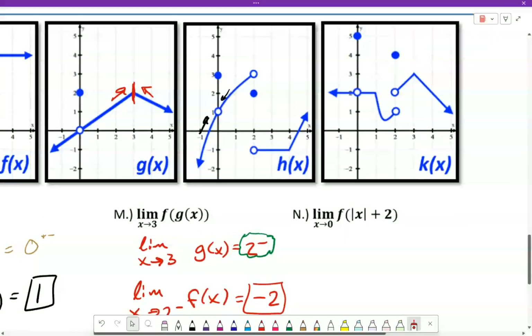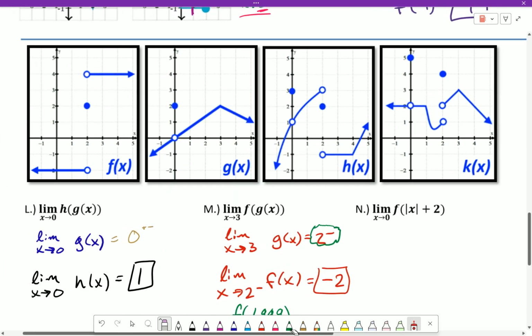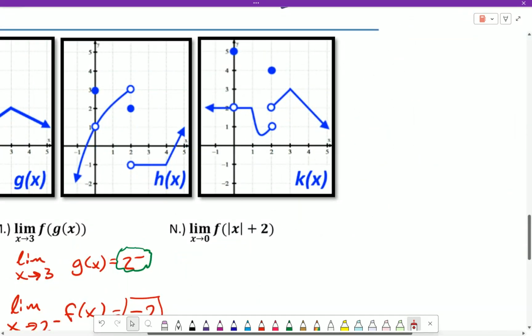Letter N looks like that: f of absolute value of x plus 2. This one's throwing us off a little bit today. Is that a composite function? It is absolutely a composite function, because what's a composite function? You've got a function on the outside and the inside. What is my inside function here? That guy: absolute value of x plus 2. That's a function. The difference here is they didn't give me a graph.